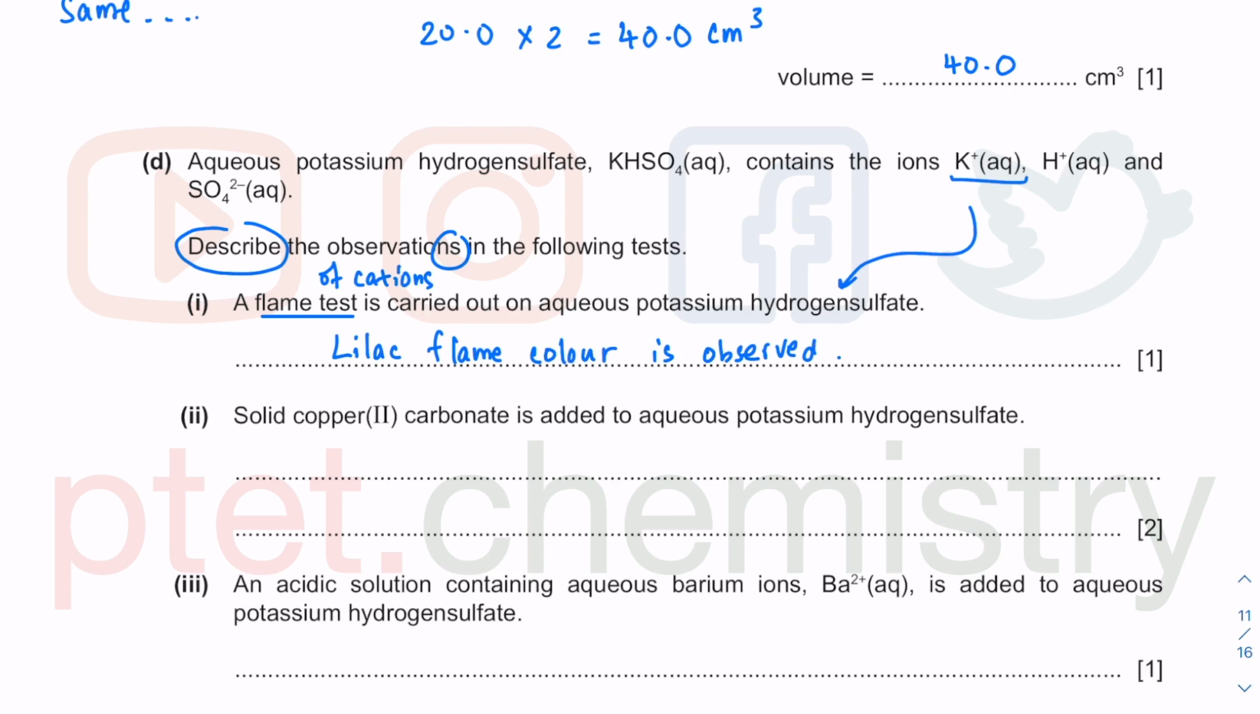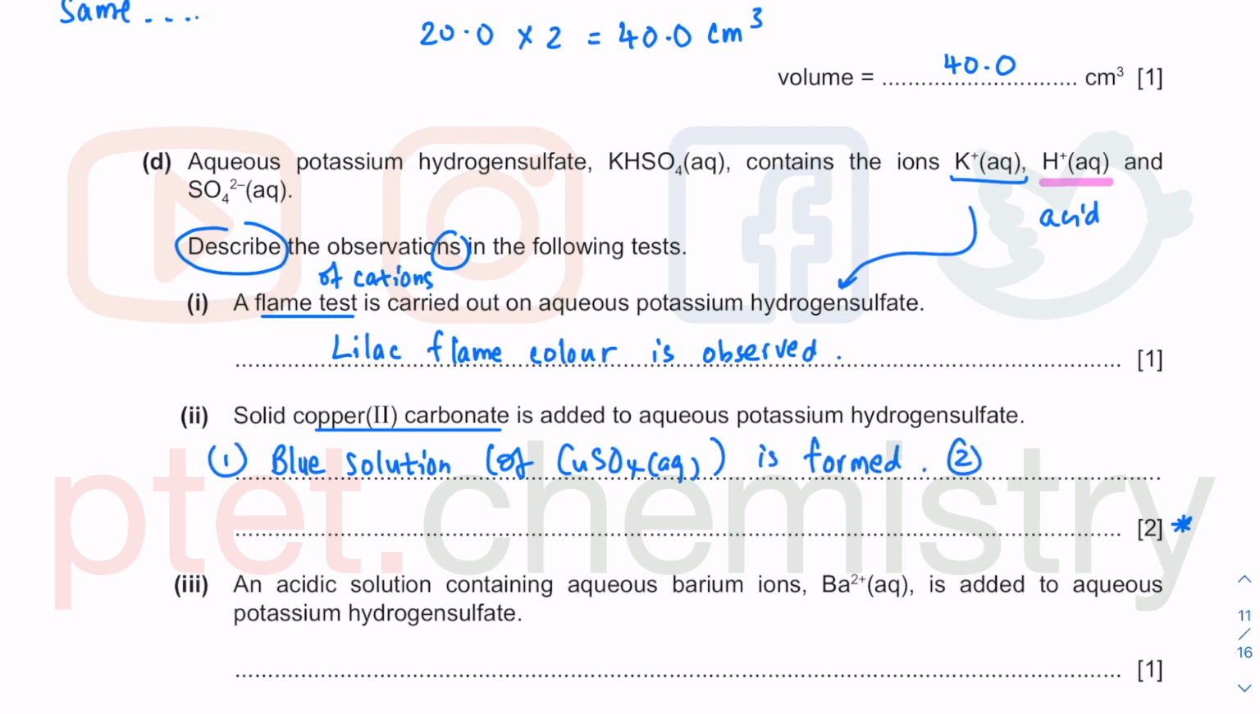Now you have solid copper(II) carbonate. You have 2 marks and you have 2 lines. This is an insoluble carbonate. So when it reacts with this potassium hydrogen sulfate, which is acidic as it contains H plus ions, it makes an acid there. And acid is going to react with carbonate to give you a copper(II) salt. Copper(II) sulfate is a blue solution. So we see a blue solution of copper(II) sulfate, CuSO4 aqueous, is formed.